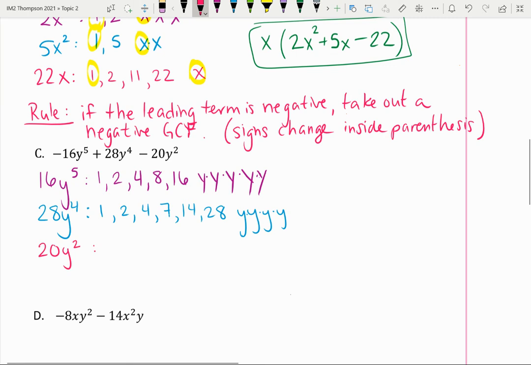All right, so for 20. You might not be confident, but just try to write the GCF. It's okay, just jot it down. If the leading term's negative, I'm going to have to take out a negative, but I'm not so concerned about that.